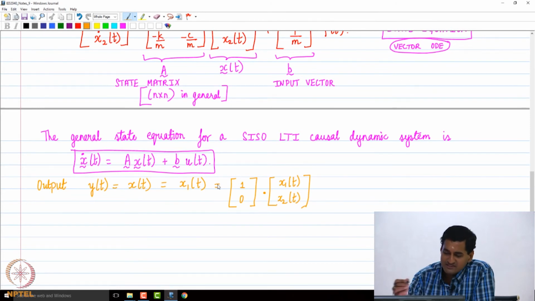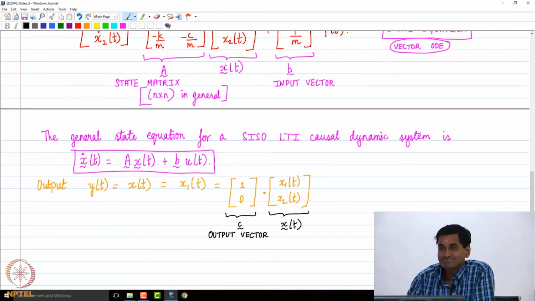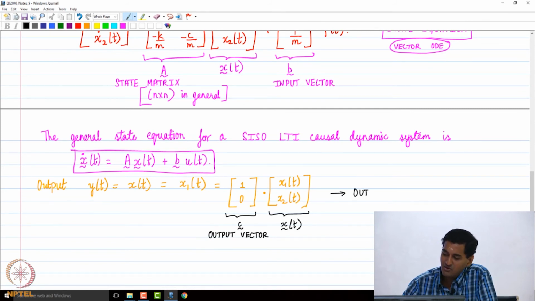So, this is what is called as the output equation. This vector is denoted by a vector c, which is called as an output vector, and this is my vector x of t. So this equation is what is called as the output equation.